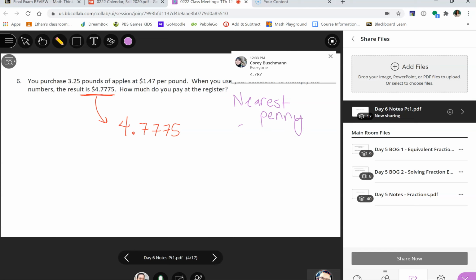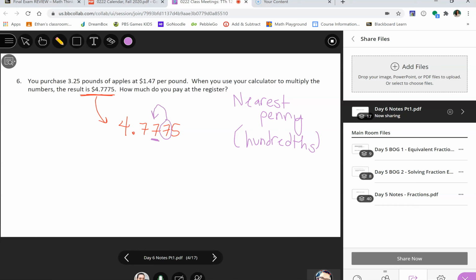Yeah, so the nearest penny is the hundredths place. So you have to be really exact down to the nearest penny. So here's your hundredths place. You would look behind it, and then since 7 is bigger than 5, you'd bump that up 1. So in MyMathLab, you're going to enter 4.78. That's how much you're going to pay. Even though your calculator gave you something weird and MyMathLab didn't tell you how to round, you're going to have to know to round it to the nearest penny and enter that in MyMathLab.